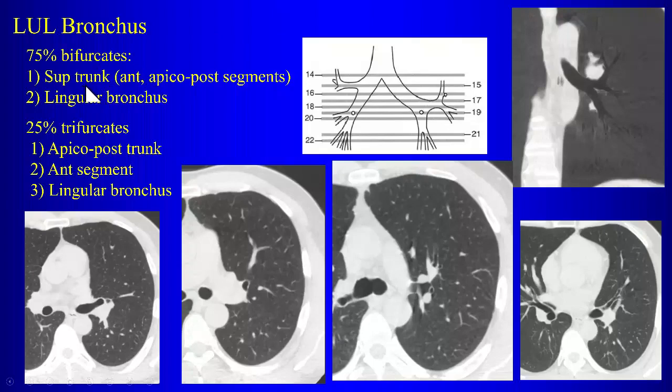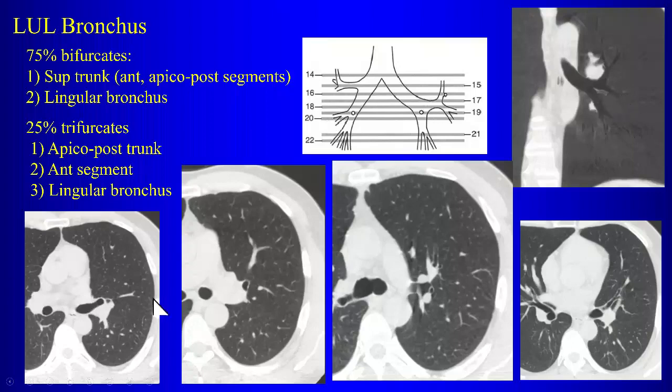For the left side, in most cases, the left upper lobe bronchus trifurcates. Remember, there is no middle lobe on the left side. So this left upper lobe bronchus here will give you the lingular bronchus also. So it bifurcates in most cases to a superior trunk, and then that superior trunk will give you an anterior and an apical posterior segmental bronchus, and a lingular bronchus.